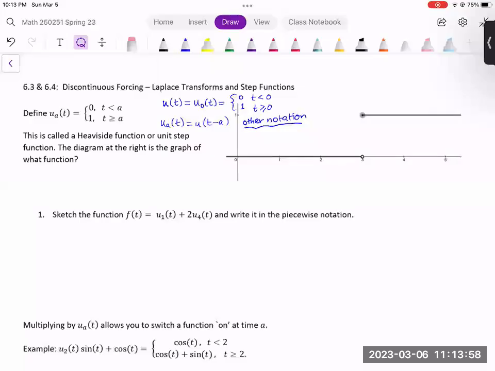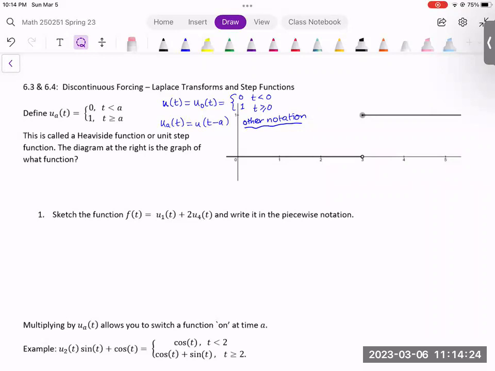Today we're going to be looking at how we take the Laplace transform of piecewise functions. Our goal is to be able to use our Laplace transform methods in the cases where we have different forces applied on the right-hand side of our differential equation. We'll call this discontinuous forcing. The right-hand side is the forcing function.